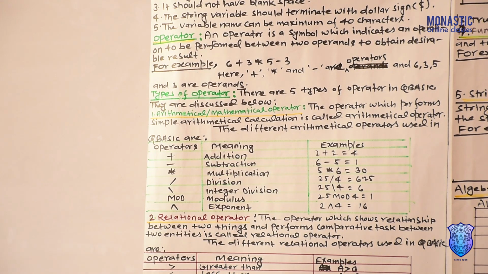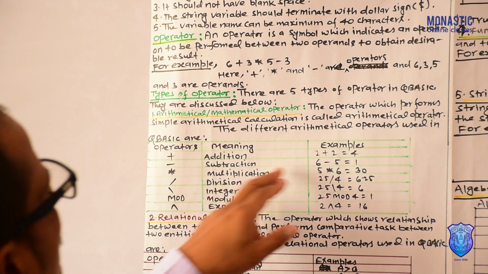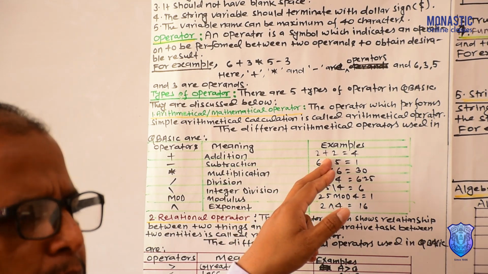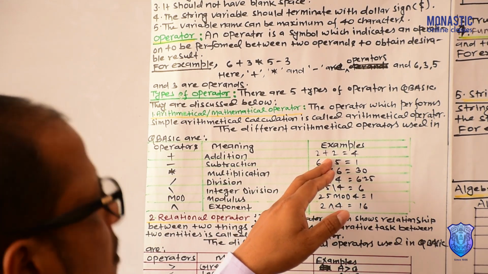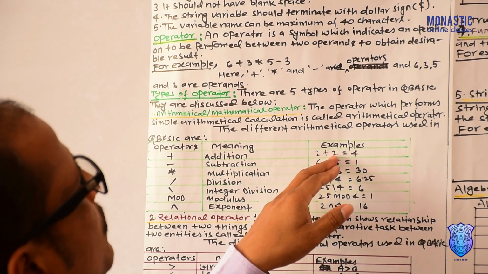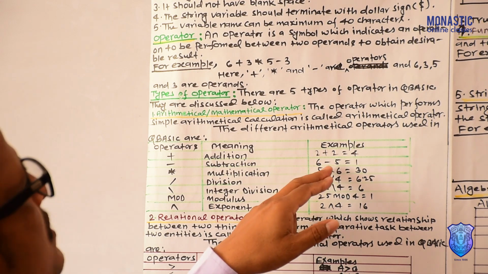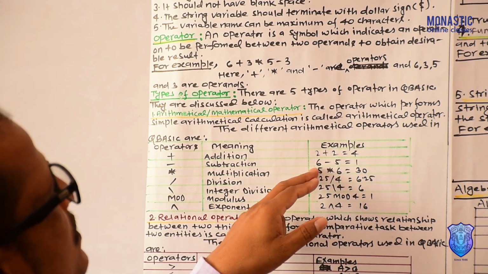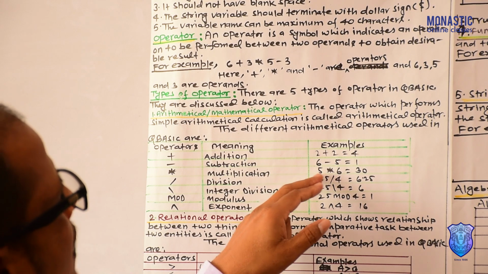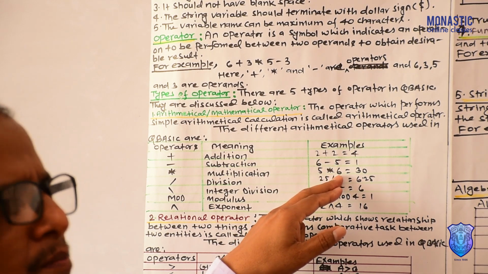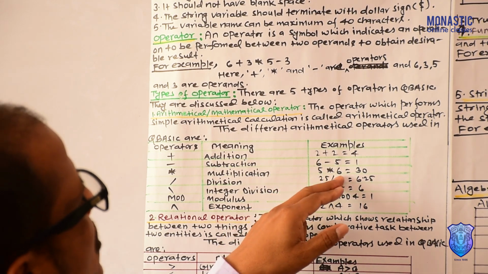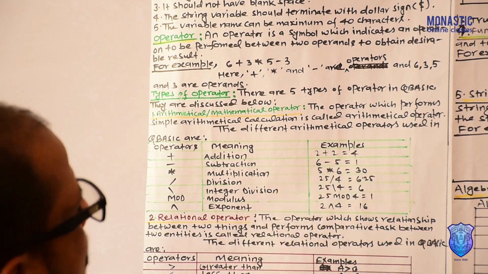Now see their examples. 2 plus 2: here plus is an arithmetical operator, add 2 and 2 equal to 4. 6 minus 5 means subtract 5 from 6, equal to 1. 5 asterisk 6 means multiply both 5 and 6. That means 5 sixes are 30.